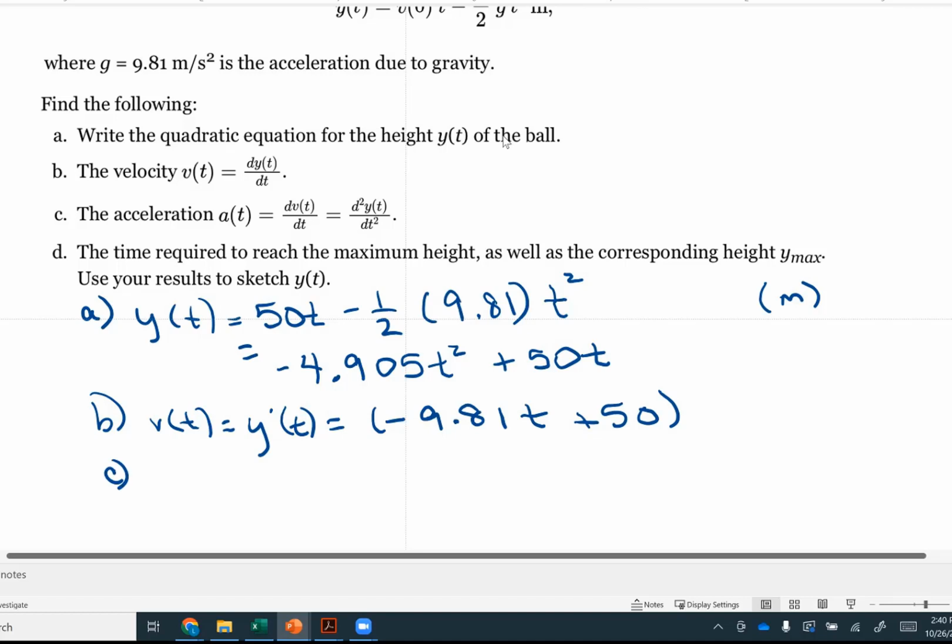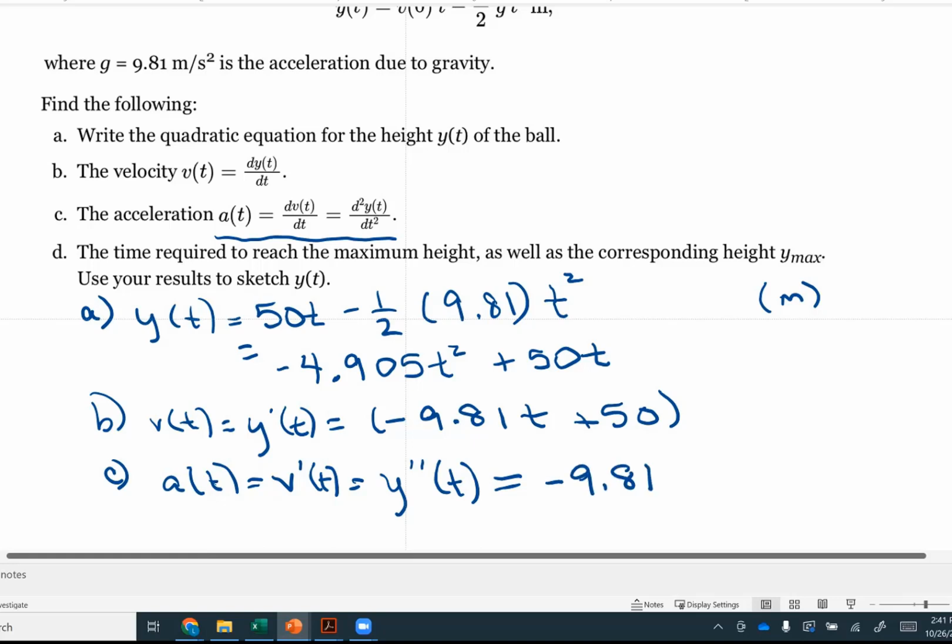Now, C, I want to find the acceleration, which is equal to the derivative of the velocity, which is equal to the second derivative of y of t. And all those notations are exactly the same. I actually like those notations better often, but not right this second. Right now, it's easier just to do the shorthand version. And this is going to be negative 9.81. And then the t becomes 1, so that's it. And 50, because it's a constant, becomes 0.